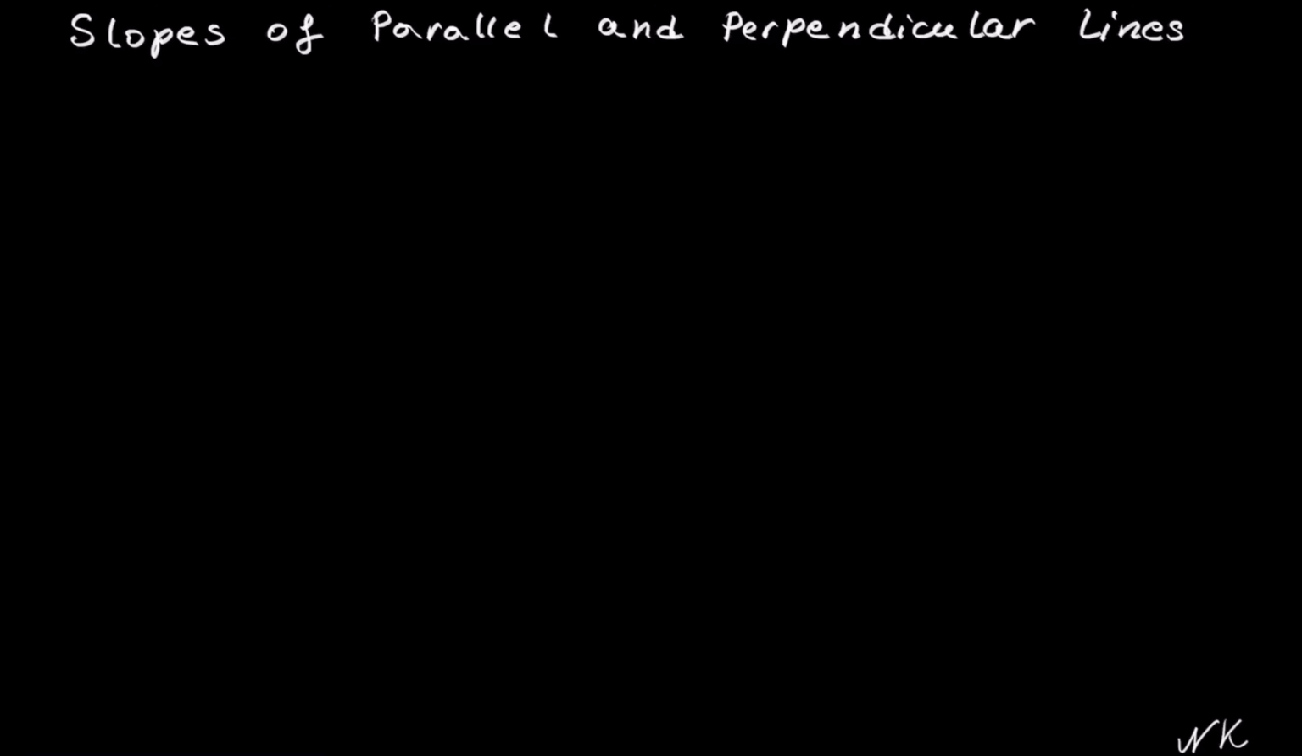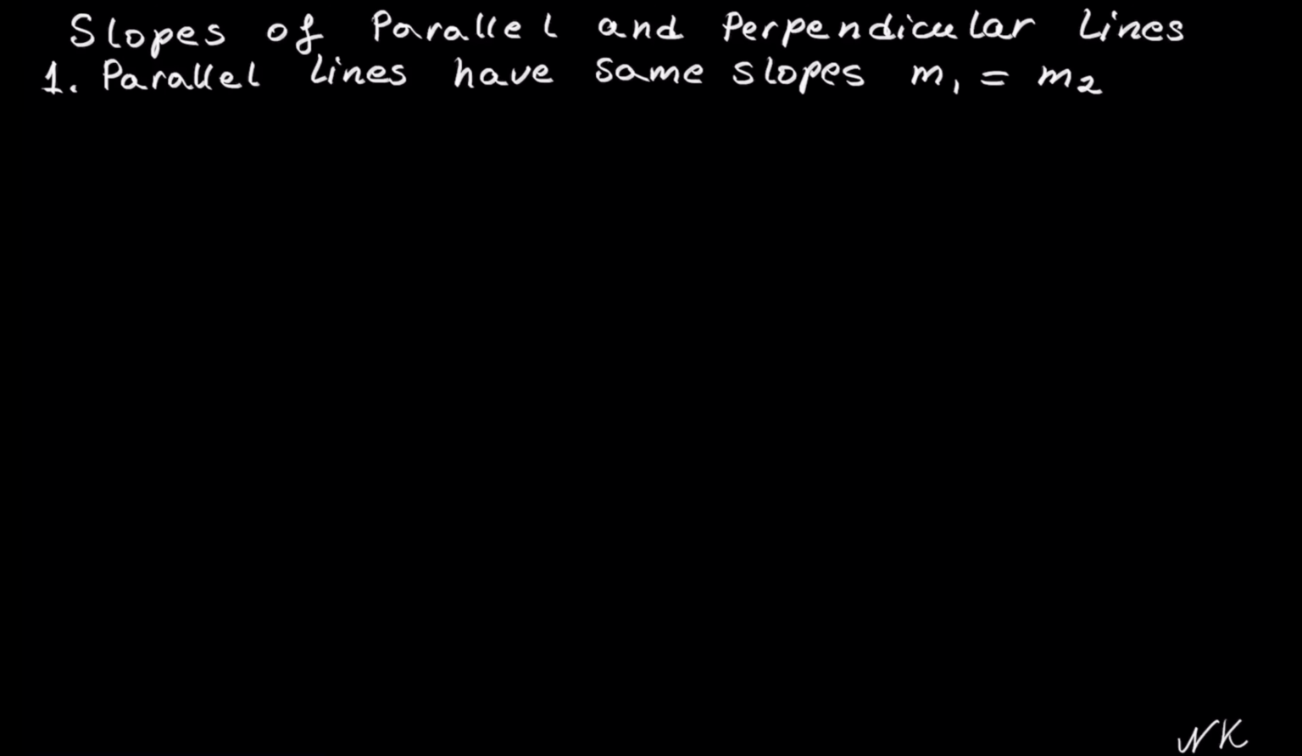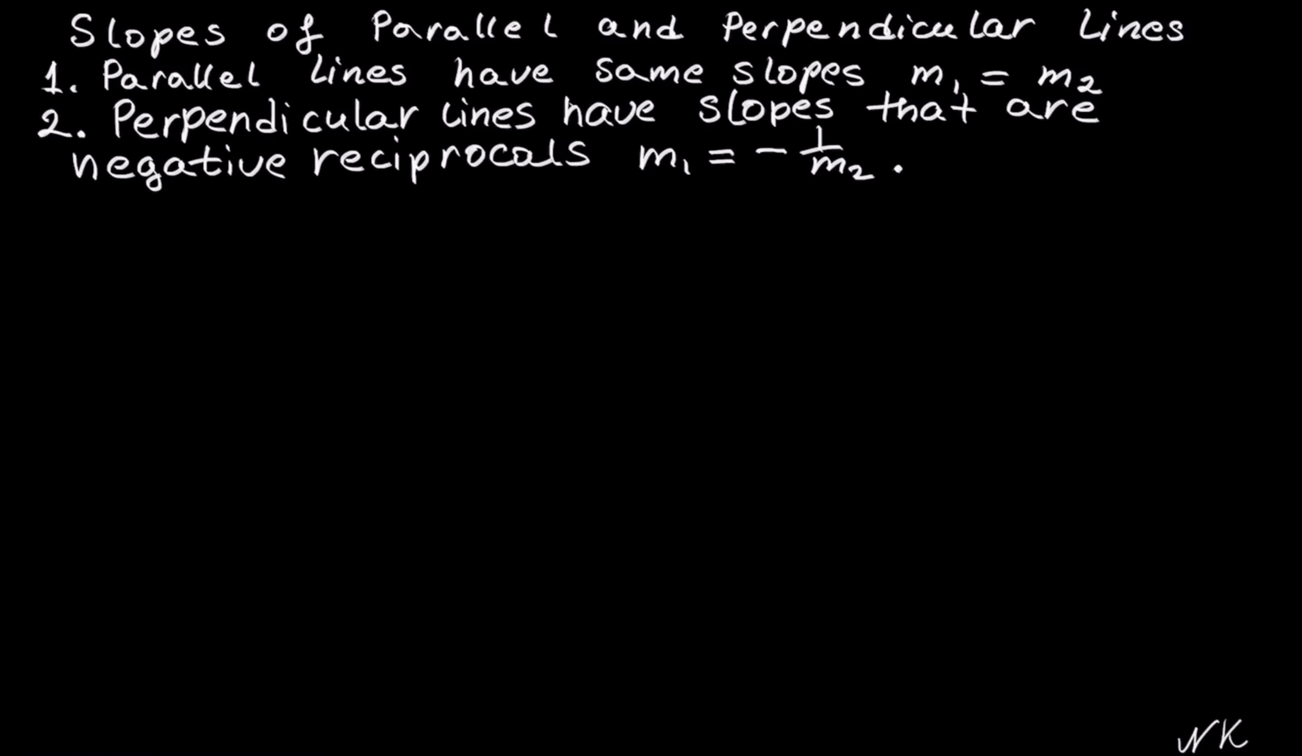In this video, we will talk about slopes of parallel and perpendicular lines. Parallel lines have the same slopes, so the first slope m1 is equal to the second slope m2. Perpendicular lines have slopes that are negative reciprocals of each other. In other words, if you have one slope and you need to calculate a perpendicular slope, you take -1 and divide it by the slope.